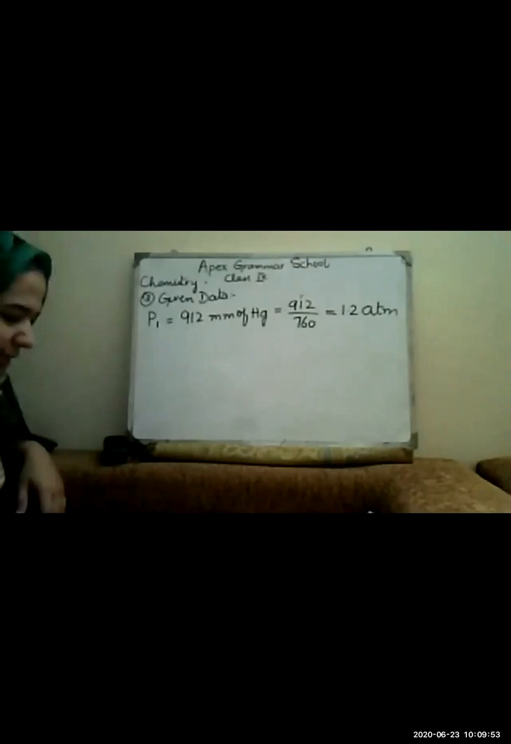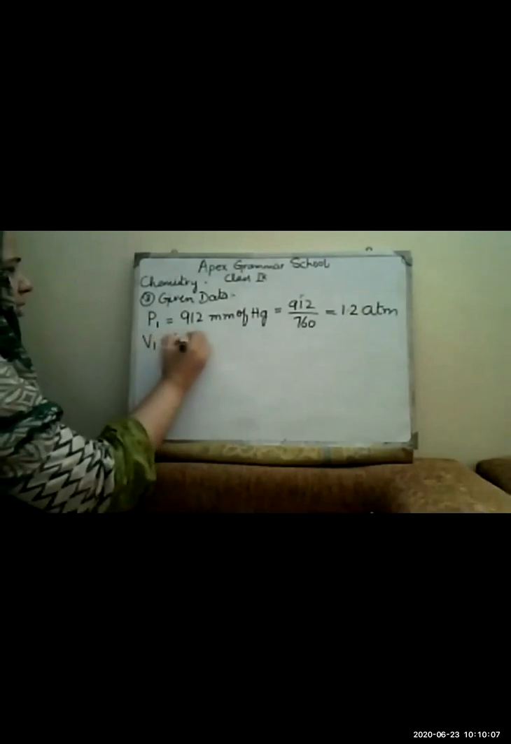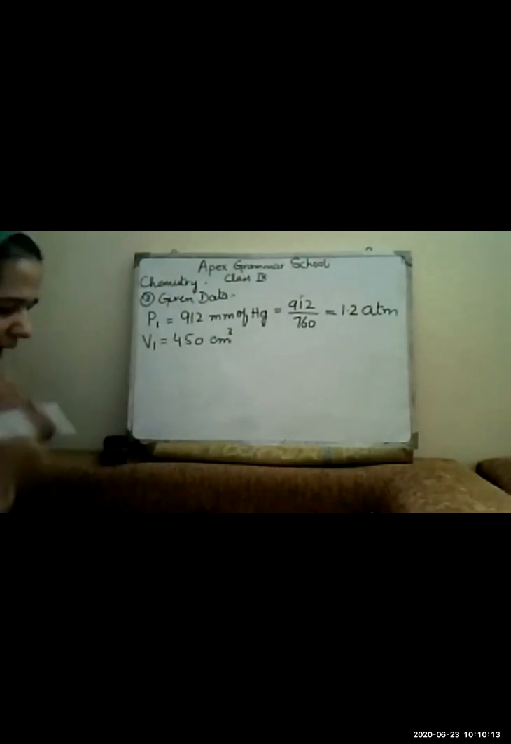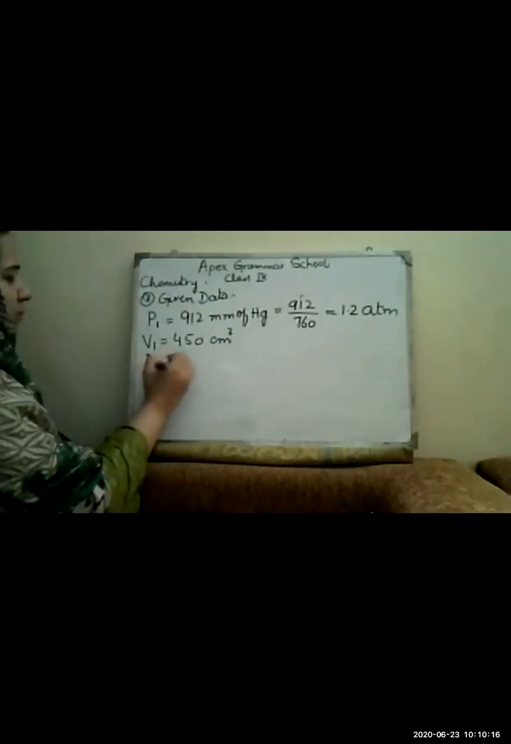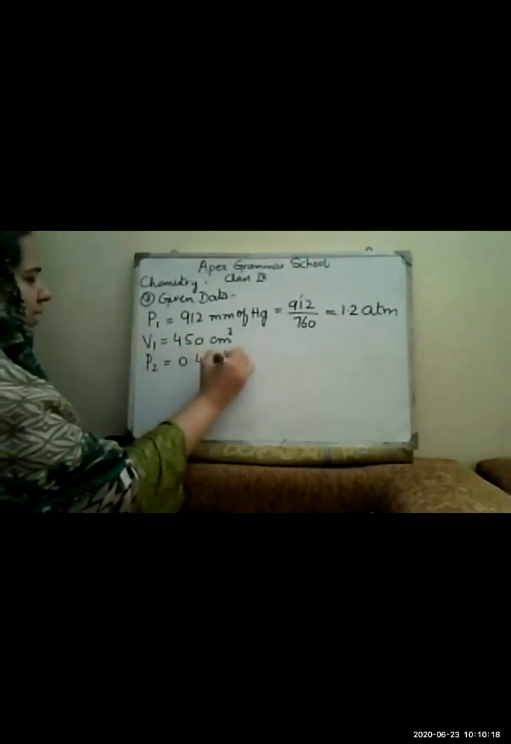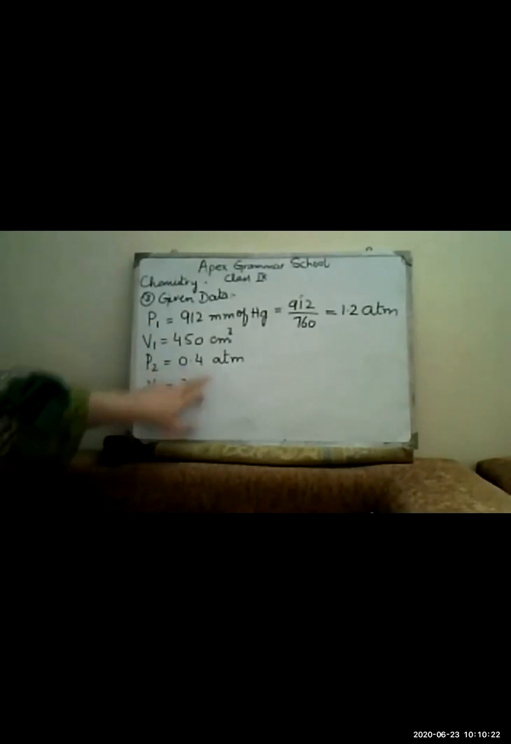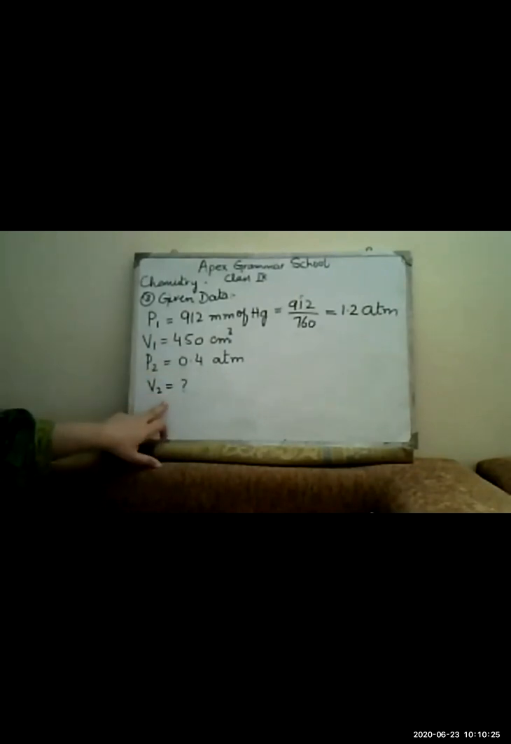I am going to do numerical number 3. It's on page number 94. So please open your books as well and do it with me so that it will be clear to all of you. Right. So V1 is equal to 450 cubic centimeter. Then what will be its volume at 0.4 atm? 0.4 atm is P2 and we have to determine the volume V2.